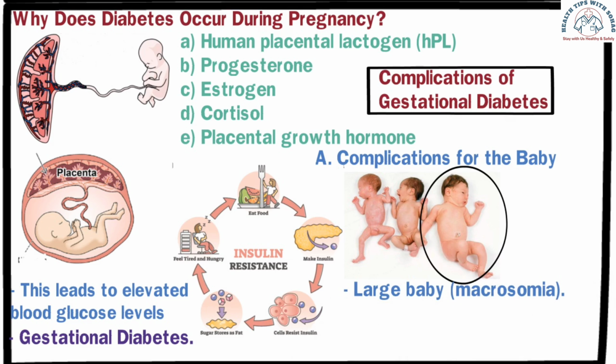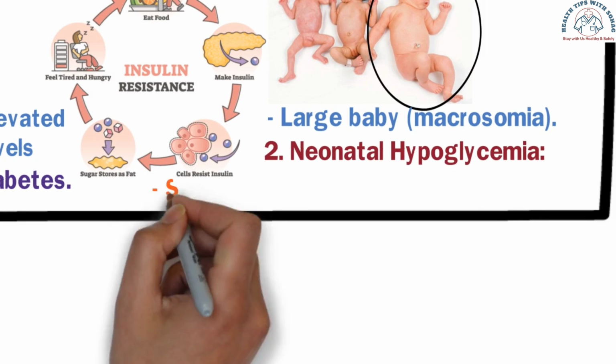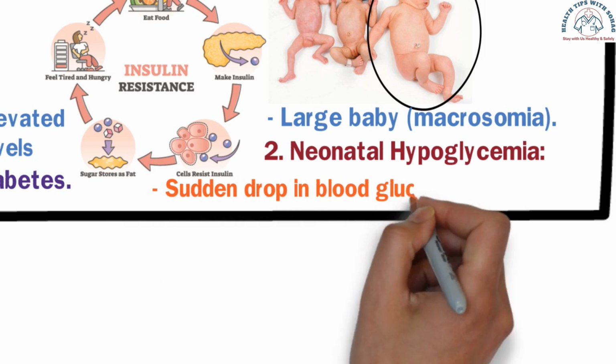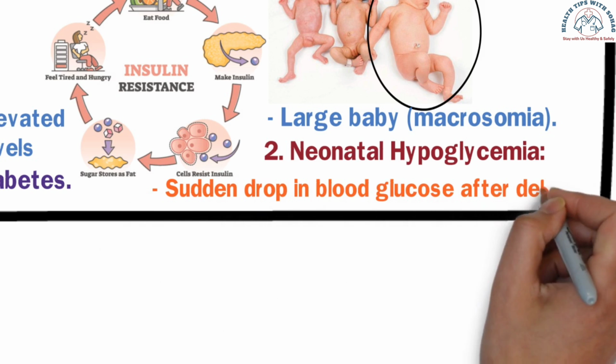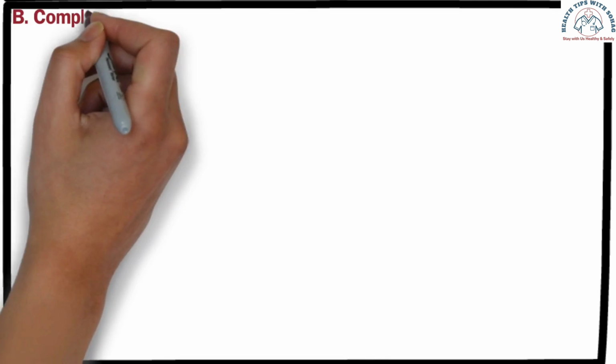2. Neonatal hypoglycemia. After birth, the baby no longer receives glucose from the mother, yet the baby's pancreas continues to produce high levels of insulin. This causes a sudden drop in blood glucose after delivery, known as neonatal hypoglycemia. If not treated promptly, this condition can be life-threatening for the newborn.